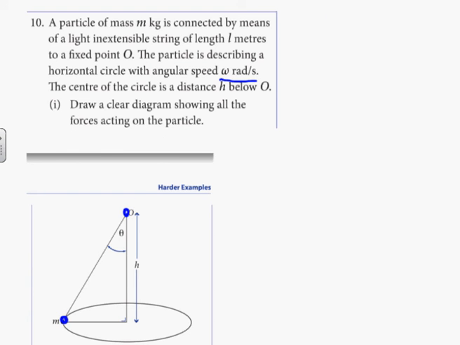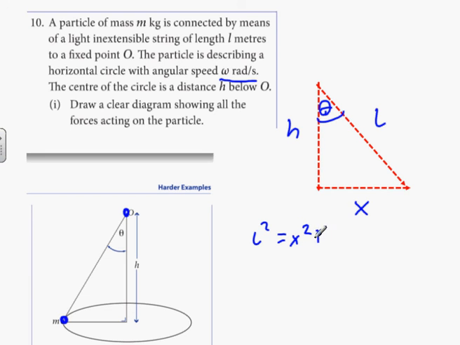Okay, so what we're going to do is make a quick diagram here, like so. We know that's angle theta. We know this is length L. We know that's height h. Call this x for a minute. L squared equals x squared plus h squared. And then x squared equals L squared minus h squared. x equals the square root of L squared minus h squared. So it's a standard Pythagoras theorem.